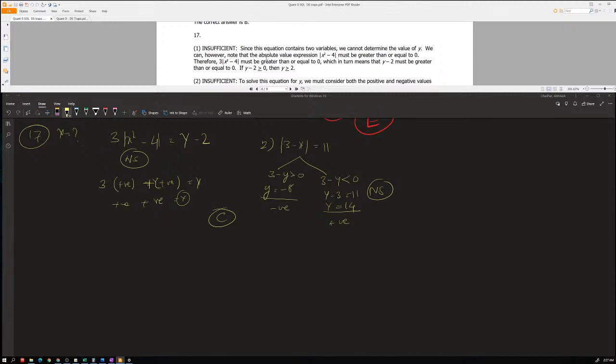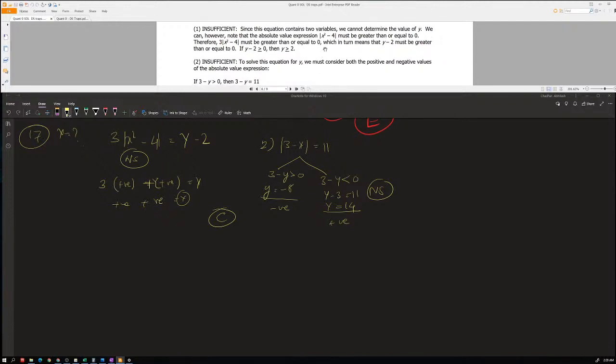First one is insufficient. Since this equation contains two variables, we cannot determine the value of y. We can, however, note that the absolute value of expression x squared minus 4 must be greater than or equal to 0. Okay, so this can be 0 also. What happens when it is 0? This becomes still positive. Which in turn means that y minus 2 must be greater than or equal to 0. So y is greater than or equal to 2.